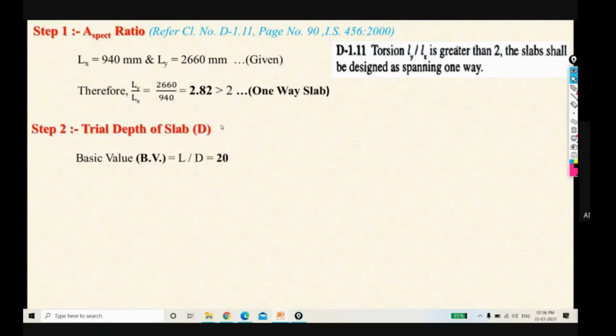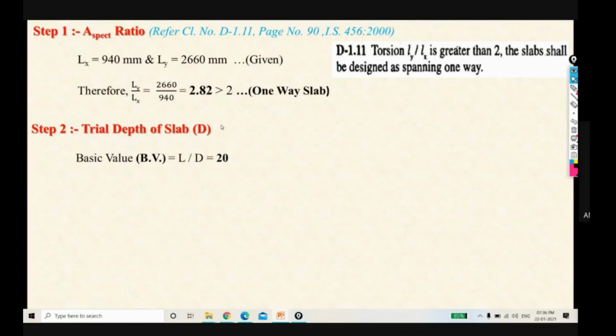Okay, so now first we will try the depth. The second step is to consider the trial depth. Here we have some rules to decide the depth, but if you don't want to follow these guidelines, you can directly assume the depth of the slab. It is not necessary to follow whatever trial depth we are considering here. If you have your own method to decide the trial depth, yes, you can do it, no problem. But basically, as per the IS code guidelines, first we will decide the depth as per the basic value.